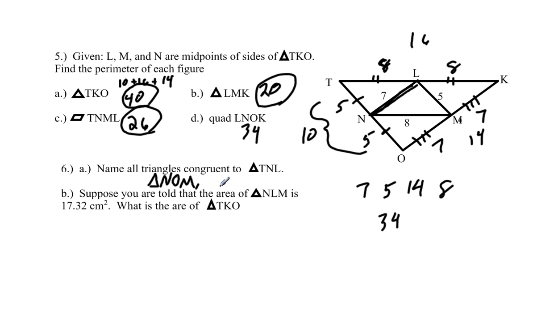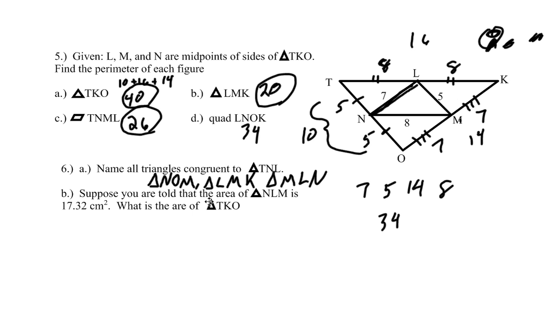I would also say triangle LMK and triangle MLN are all congruent to that one. So this triangle and this triangle are all congruent to this triangle here. Let me clear some of that gunk away.